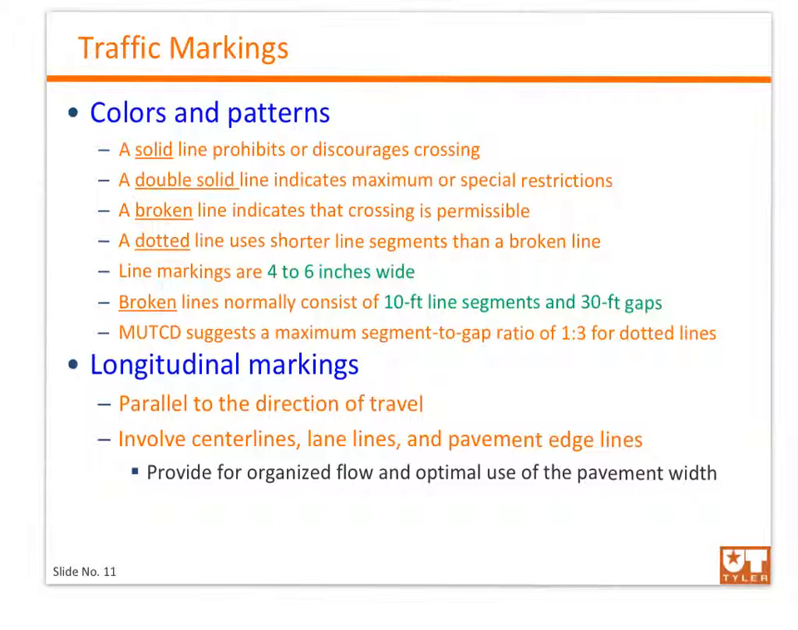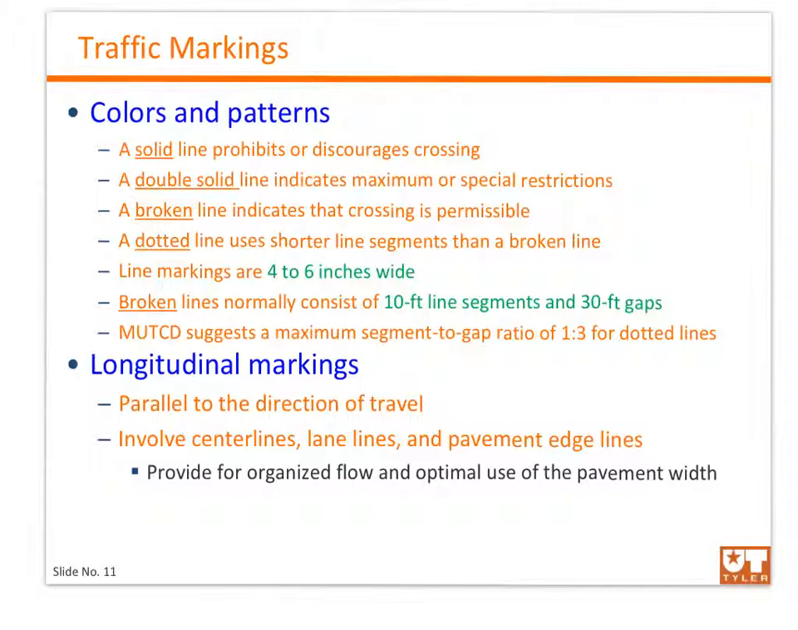A dotted line uses shorter line segments than a broken line, but most of the time they deliver the same message. Line markings are typically 4 to 6 inches wide, while broken lines normally consist of 10 feet line segments, then 30 feet gaps.